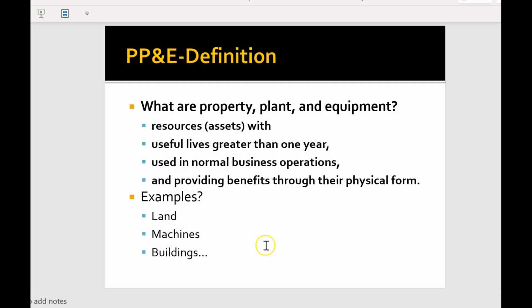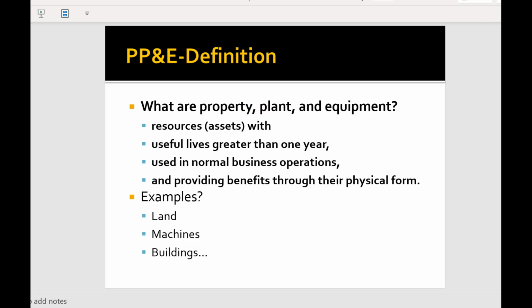PP&E are resources with useful lives greater than 1 year, and they are used in normal business operations, and they provide future benefits through their physical form. An example of PP&E is a machine. A machine will serve the firm for more than 1 year, and it is used in business operations, for example, to produce ketchup, and it provides the firm with benefits through producing ketchup. So machines, land, and buildings are the assets that fit into the definition of PP&E.